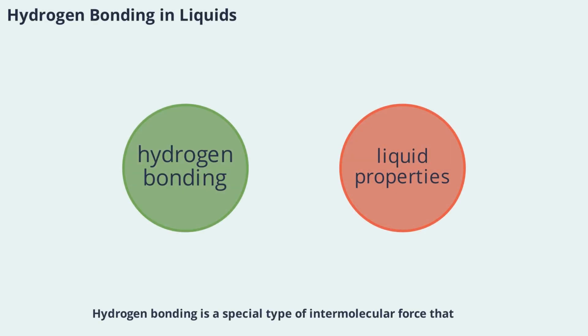Hydrogen bonding is a special type of intermolecular force that occurs when hydrogen is bonded to highly electronegative atoms like oxygen, nitrogen, or fluorine. This bond is responsible for many unique properties of water and other liquids, such as high boiling points and surface tension. Hydrogen bonding plays a crucial role in biological systems and chemical reactions.